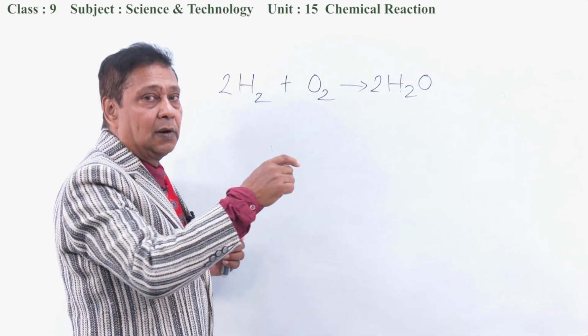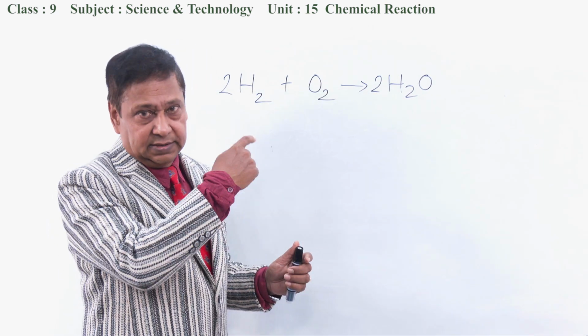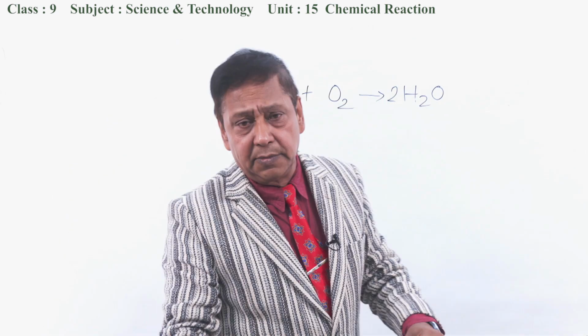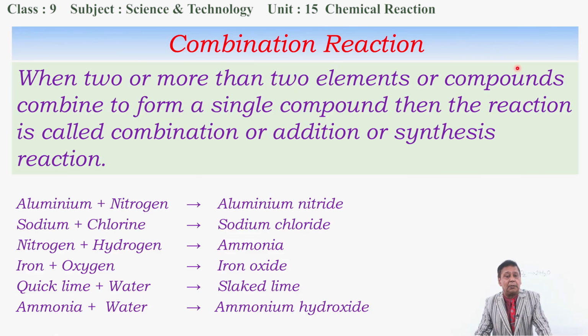That's why this is called hit and trial method of balancing the equation. This is combination. Now there are other combination reactions also. Look at this. Aluminium combines with nitrogen to form aluminium nitride.